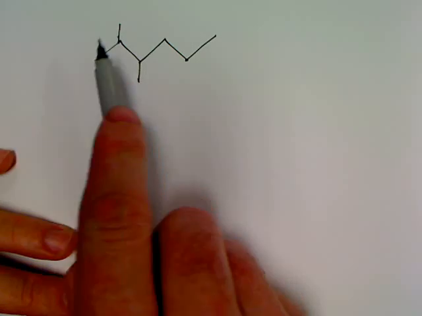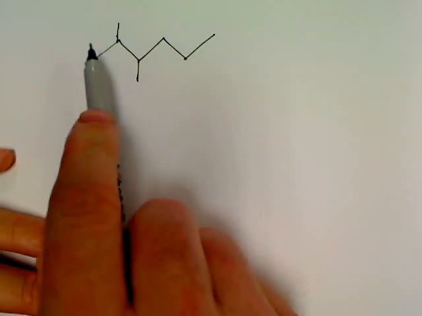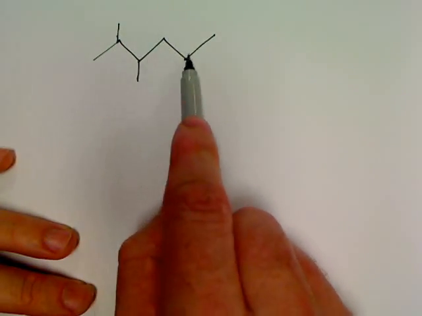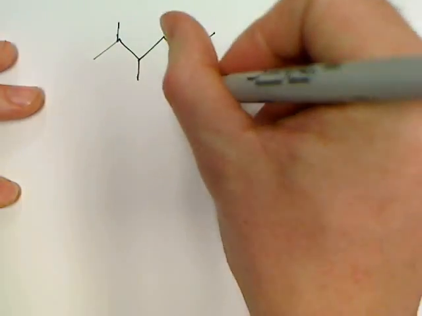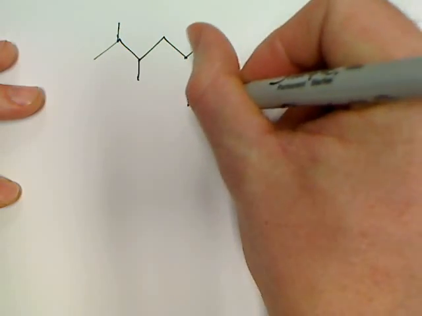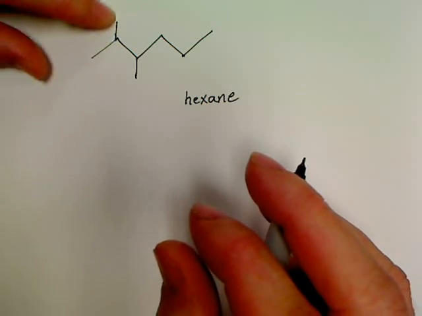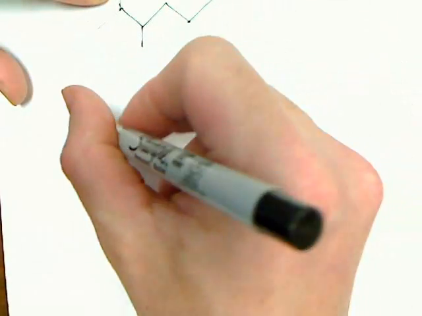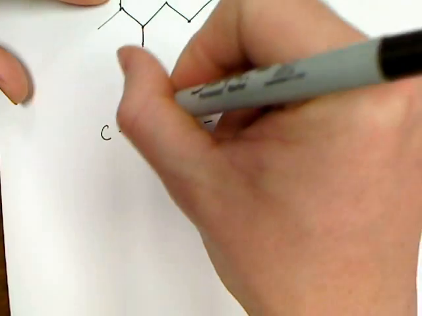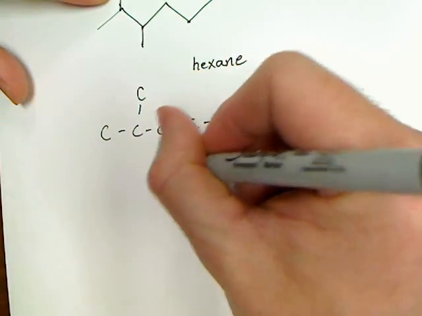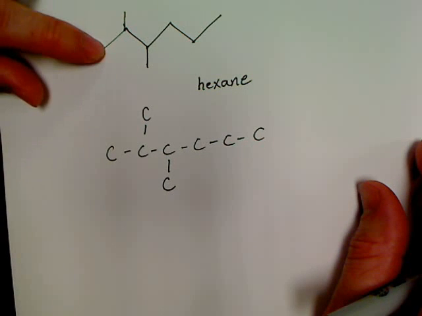So you still find your longest chain. 1, 2, 3, 4, 5, 6. So my chain is 1, 2, 3, 4, 5, 6. It's hexane. So my root word on this one is going to be hexane. And now look. This line represents a C. So in other words, this picture is the same as this. It's the exact same picture, but my goodness, isn't that much better to write?